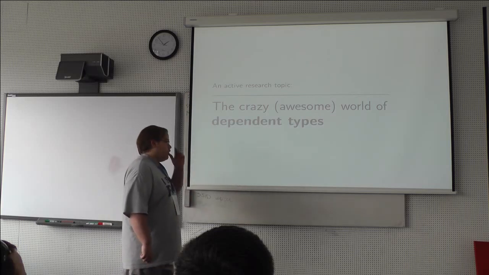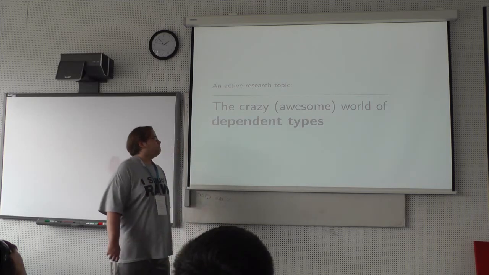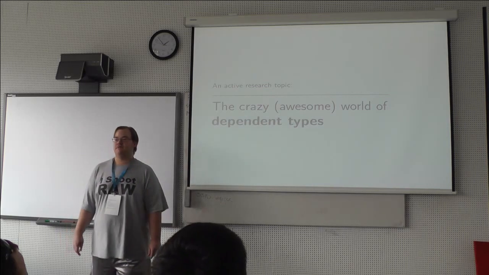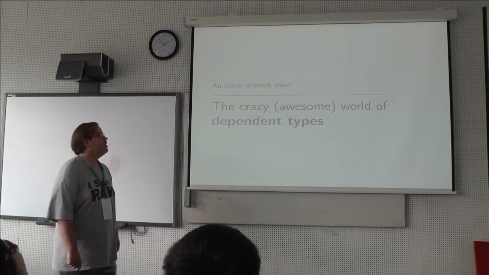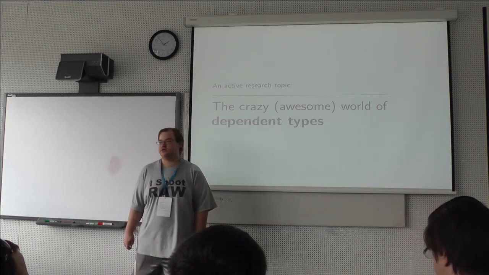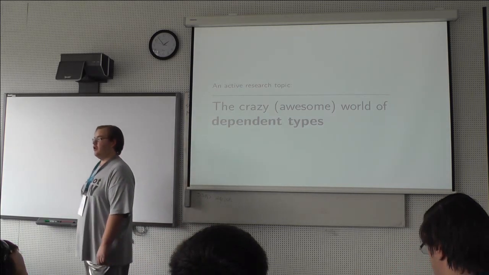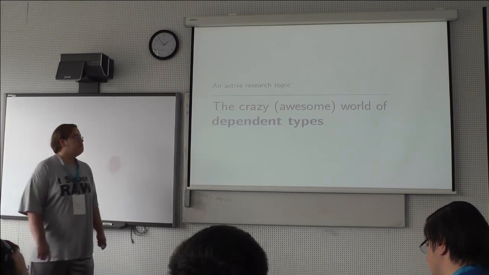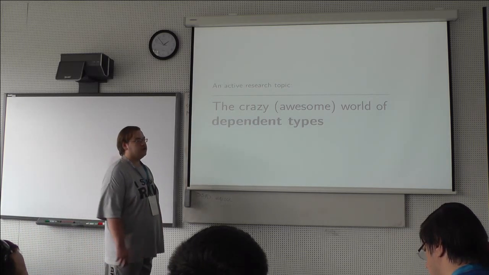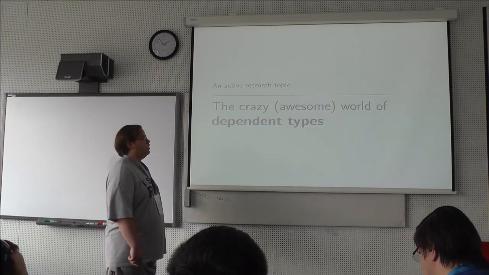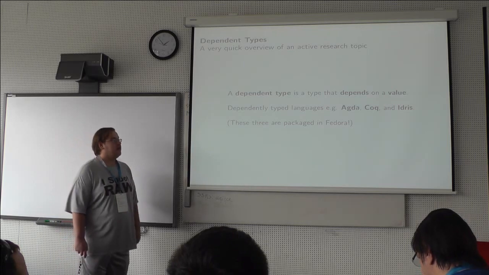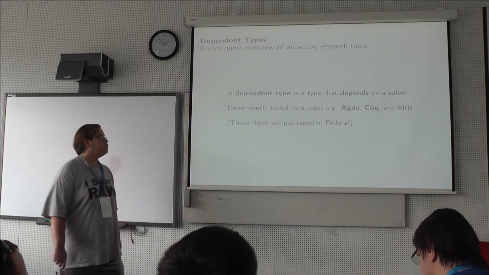So next I'm going to talk about a kind of crazy but really awesome, active academic research topic called dependent types. There's a whole lot of research going on in this area, but I think it's worth at least bringing some attention to. So I'd like to discuss it briefly with an example. A dependent type is a type that depends on a value.